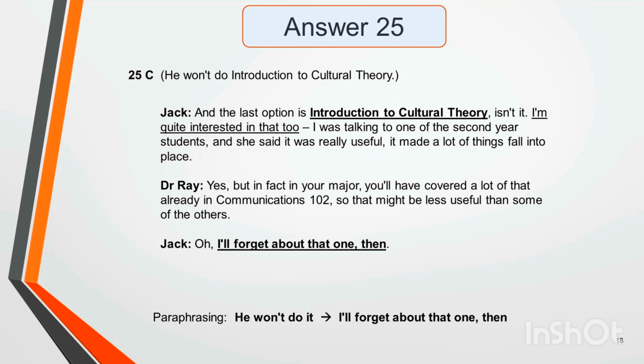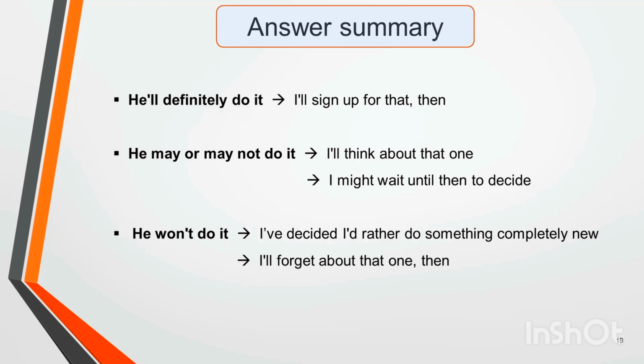This is how the answer has been paraphrased. For he won't do it, Jack says, I'll forget about that one then. Initially, Jack says that he's quite interested in this option, but on discovering that he's already covered a lot of the material in a previous module, he discounts it. Here's a summary of the answers to help you focus in on the vocabulary and sentence structures used. Pause the video for a moment and study them.